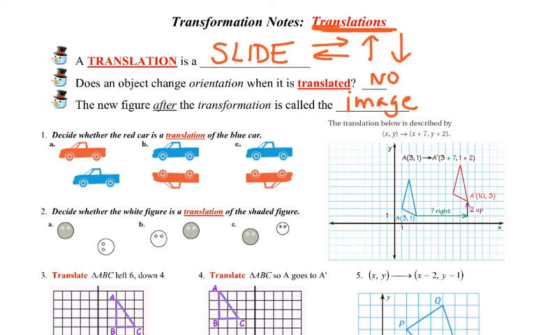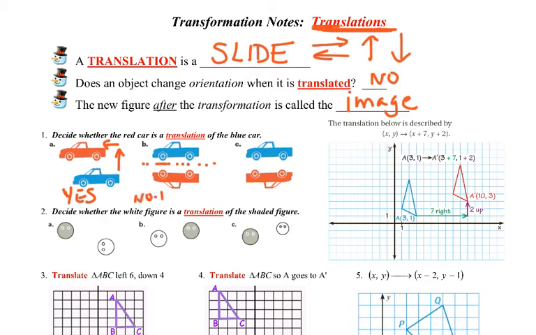So here is a red car, a translation of the blue car. Has the red car just taken the blue car and maybe shifted it up and to the left? What do you think? Taken the blue car, we shifted it up and a little bit to the left, so yes, that's a translation. Here, this is not just shifted, this has actually been a reflection.